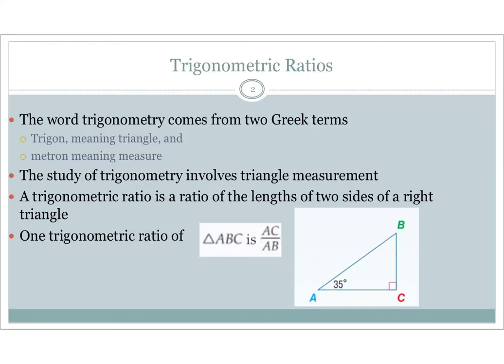Now, a bit of background on trig itself. The word actually comes from two Greek terms, trigon meaning triangle, metron meaning measure. So triangle measure is actually in the name of the thing. One more time, it is a ratio of the lengths of two sides of a right triangle. I'm going to highlight that right triangle bit. Trig only works in right triangles. Okay, if you don't have a right triangle, then you need to use a different rule, which we'll get to later. But if you have a right triangle, then you're allowed to use trig.